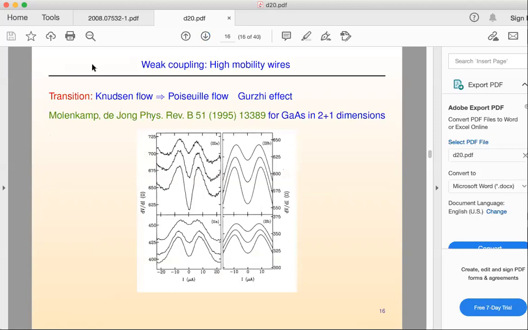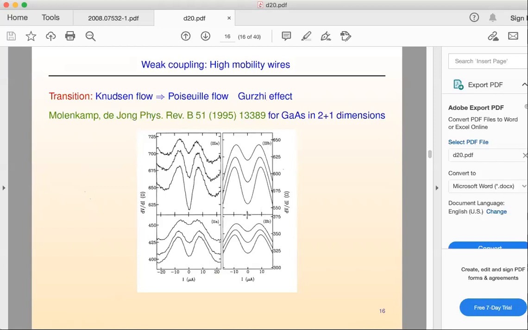At weak coupling, this was already seen a long time ago. I'm mentioning this because Laurens Molenkamp is an experimental physicist here in the department in Würzburg. He's very famous for discovering the quantum spin Hall effect in topological insulators, but he has also worked on this hydrodynamic behavior. He was the first to show in an experiment that there's actually hydrodynamic behavior for electrons in a wire. And this is related to the so-called Gurzhi effect.